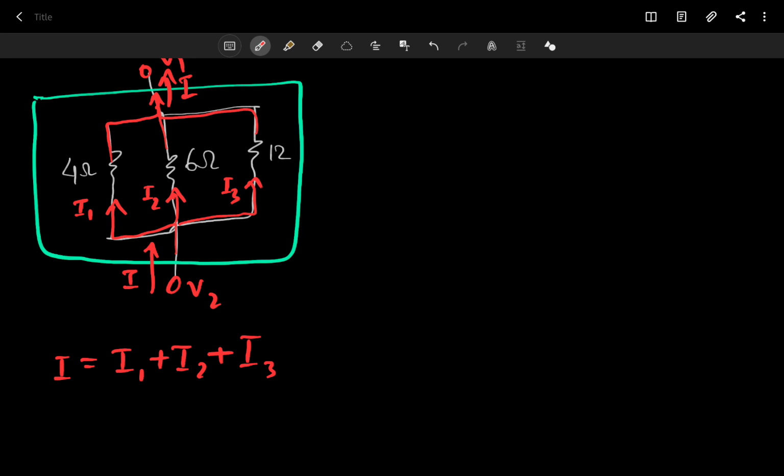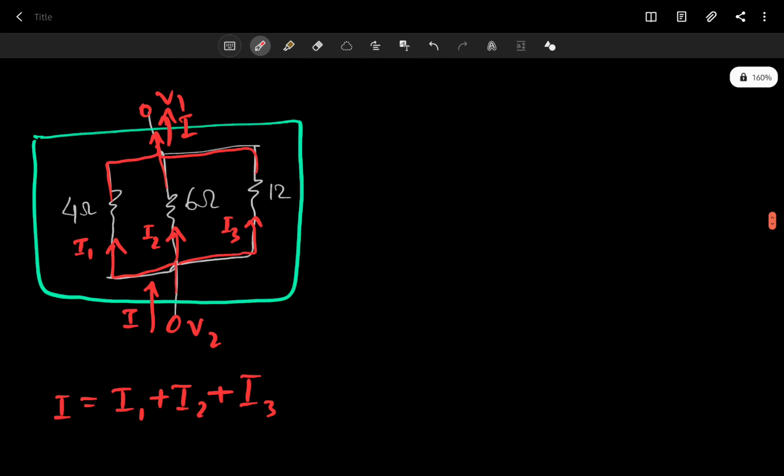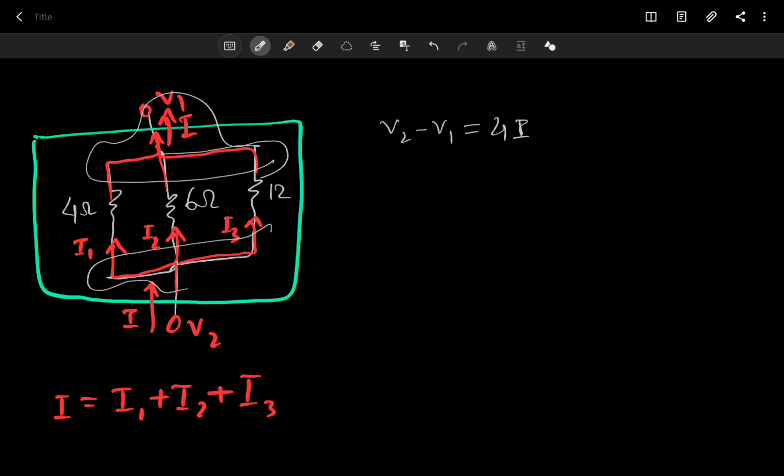Okay, so now we want to see what's the relationship between V1, V2 and the current I. So let's write Ohm's law for each of these resistors. First of all, we have V2 minus V1 equals 4I. By the way, we have only 2 nodes here, node 1 and node 2. So this is one huge node and this is another huge node.